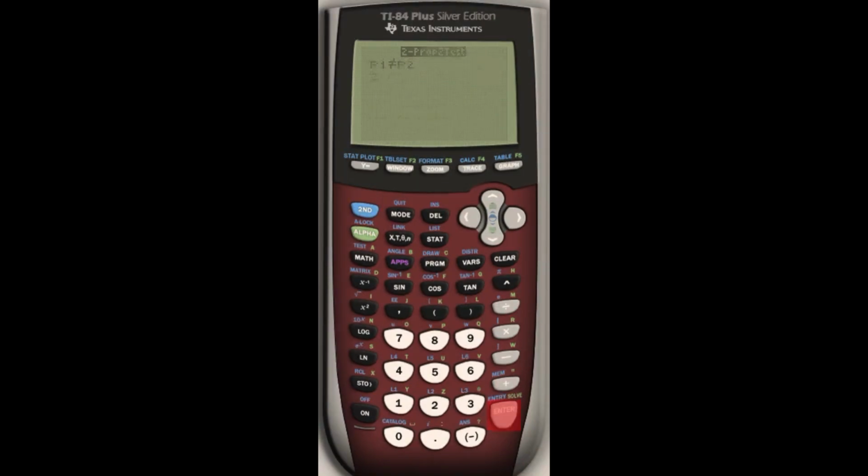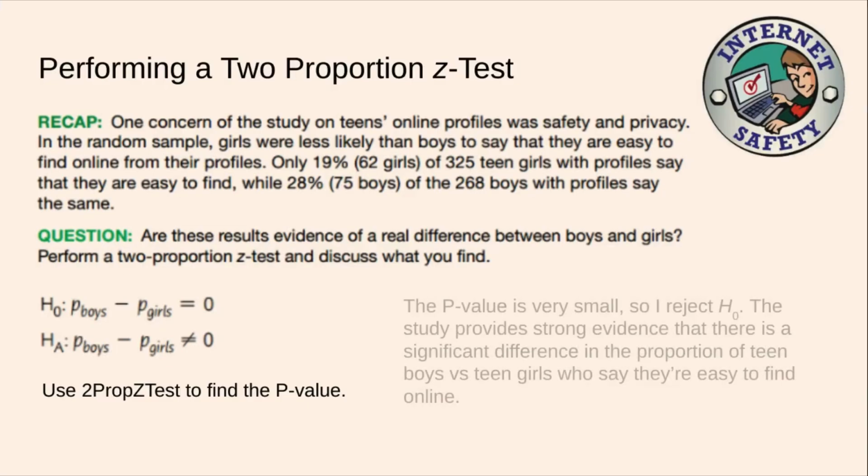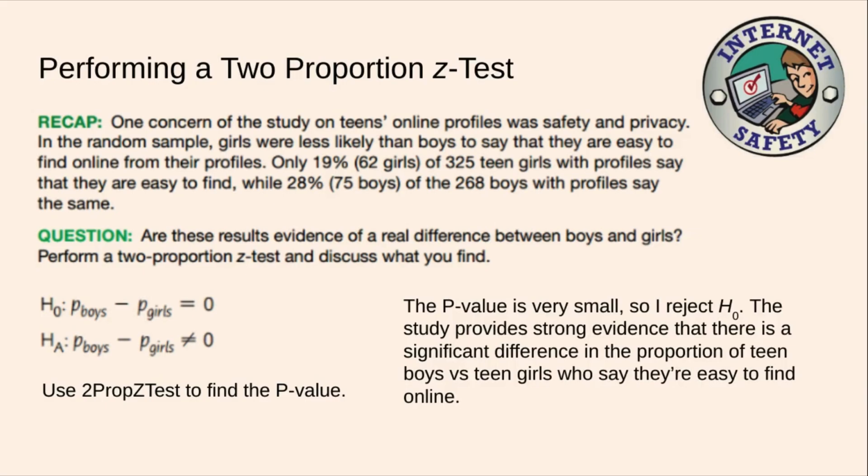We hit calculate, and we find a p-value that is pretty low. It's just a little north of 1%. So now we need to summarize our results. The p-value is very small, so I reject the null hypothesis. The study provides strong evidence that there is a significant difference in the proportion of teen boys versus teen girls who say they are easy to find online.